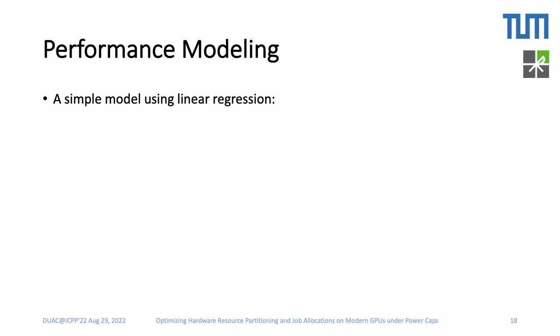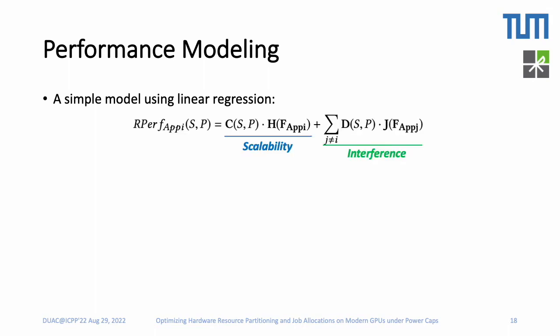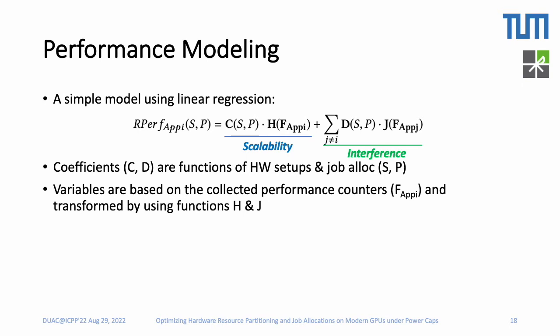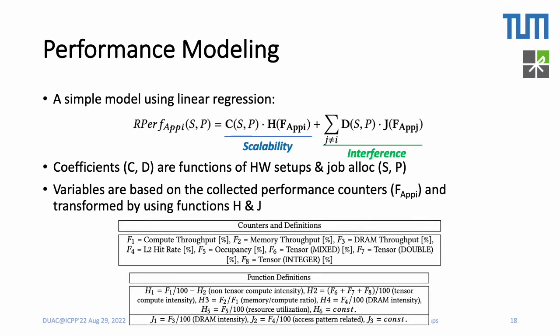And here is the performance modeling. We use a simple model using linear regression. This consists of a scalability part and an interference part. And the coefficients, in this case C and D, are functions of hardware setups and job allocations. And the variables are based on the collocated performance counters, and that is transformed by using functions H and J. Here are more details of the performance counters and how we convert them to the variables.